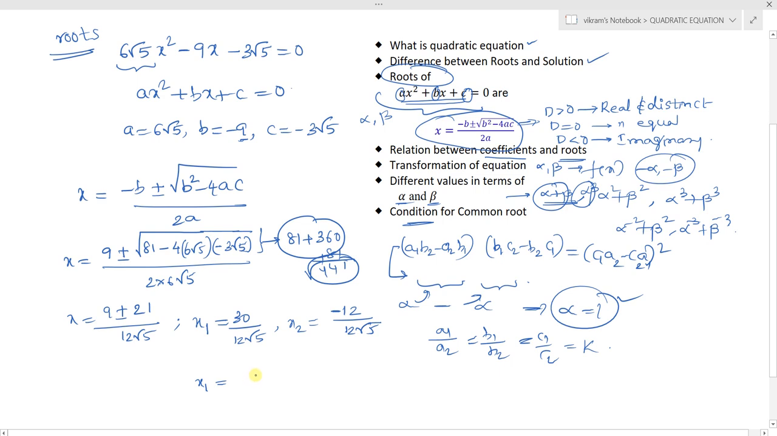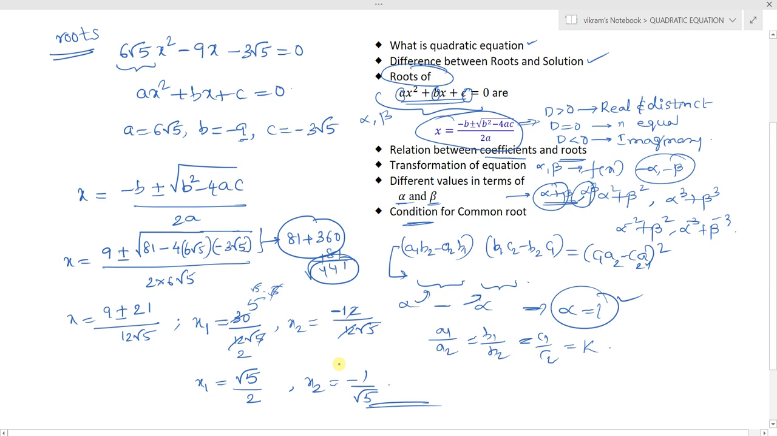Okay, 12 root 5, which can be written with 5 as root 5 into root 5. Then root 5 and root 5 cancel out. Then we can write x1 equals root 5 by 2, and x2 equals minus 1 by 12, the 12 will cancel out, and minus 1 by root 5. Okay, so this is the way of finding the roots.